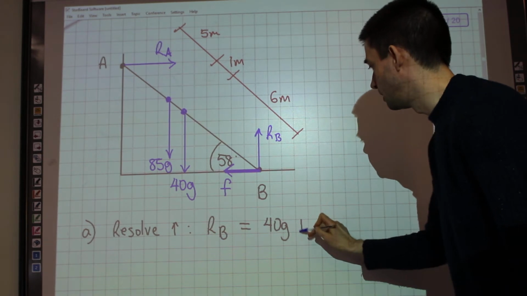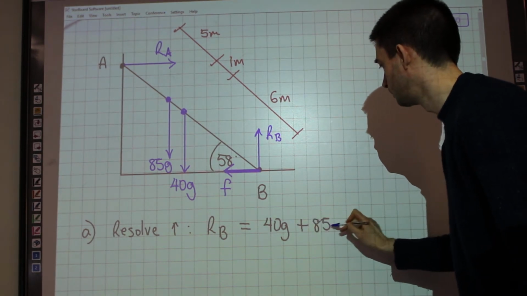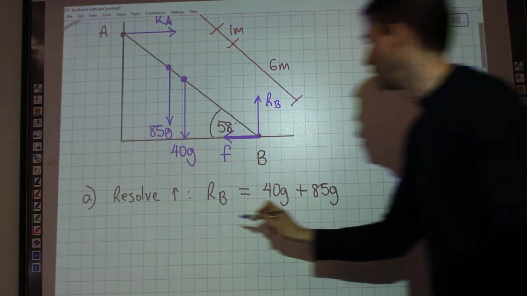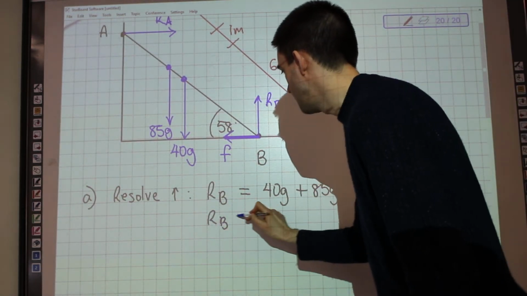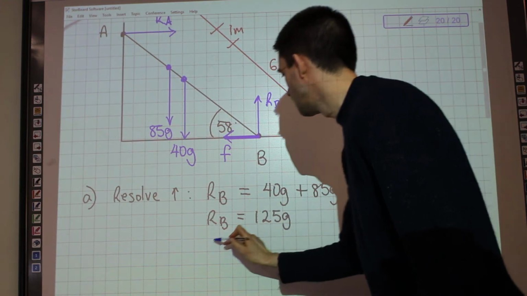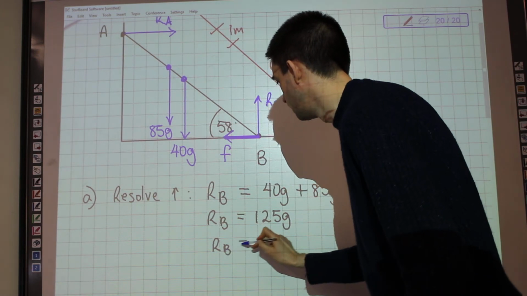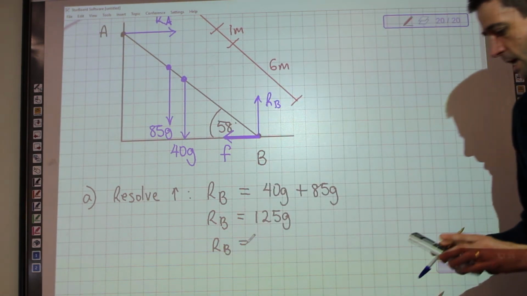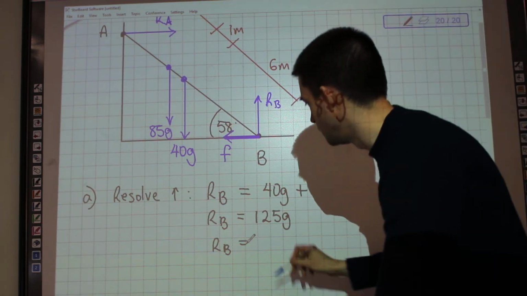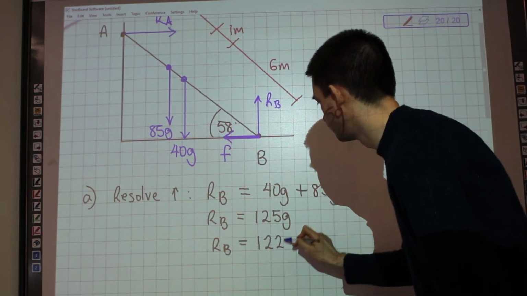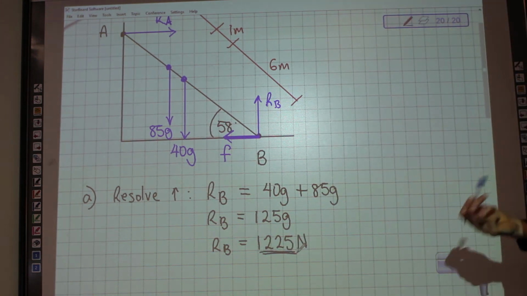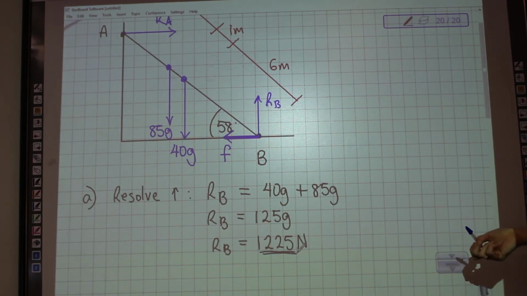So 40g plus 85g, which means that our reaction at B is 125g, which as a number, using 9.8 as we do in maths, is 1,225 newtons. So that is the magnitude of the reaction that we've been asked for.